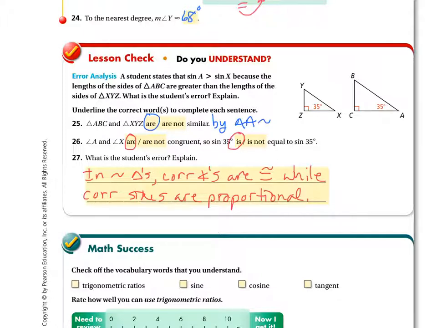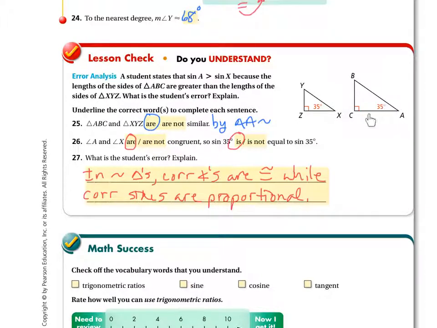AA. So the fact that the triangles are similar by AA tells you that, and this is what Chris was saying, tells you that corresponding angles are congruent, but corresponding sides are proportional, right? And so the student's original error in thinking is that since the sides were not obviously congruent, then the sines of the angles can't be, but they are.